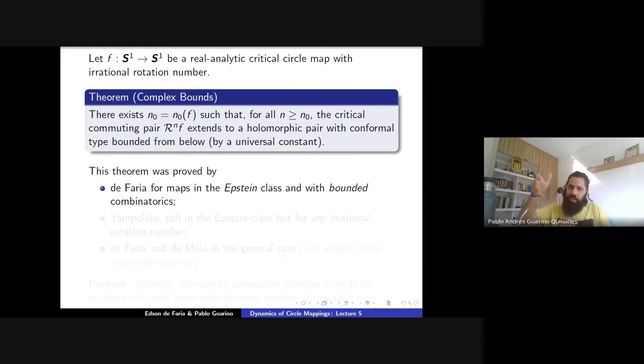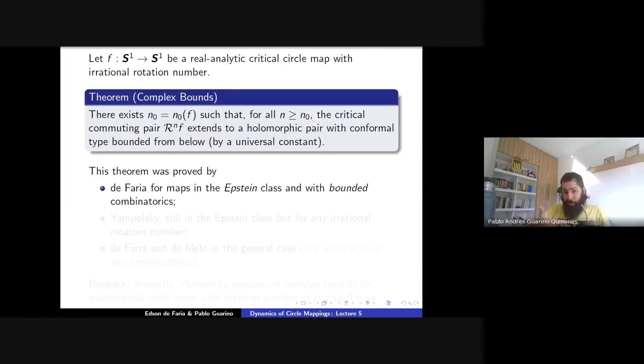This is in the book, but I won't say that much about the Epstein class, so I didn't write down the definition. Just to remind you, you have these holomorphic extensions, and one thing that is usually good to consider is inverse branches. Being in the Epstein class means that these inverse branches are globally defined. The holomorphic extension is globally defined. This is the definition of being in the Epstein class. And we will see in a few minutes why this is a good hypothesis if you want to prove complex bounds. This will be clear.